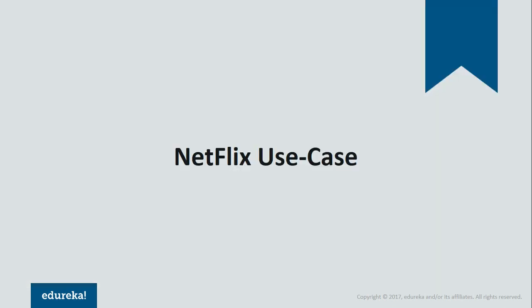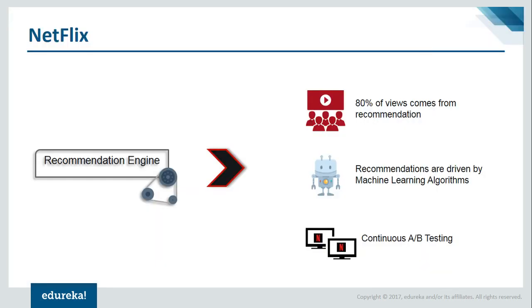So let us move on to the first use case, which is the Netflix use case. I'm pretty sure that you all love to Netflix and chill on weekends, and obviously Netflix has got pretty good shows. If you have noticed, you get a lot of recommendations from Netflix, and surprisingly those are the shows that you like, and you end up liking those shows. 80% of the views that Netflix gets come from the recommendations. These recommendations are driven by machine learning algorithms, and they do continuous A/B testing in order to enhance their performance.